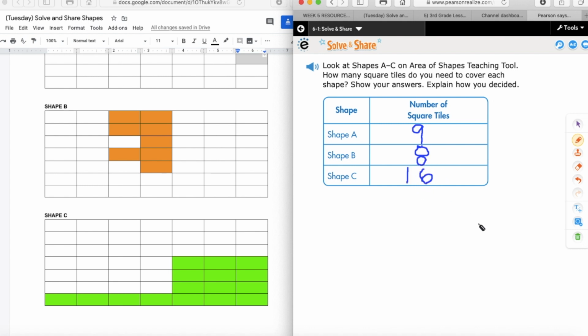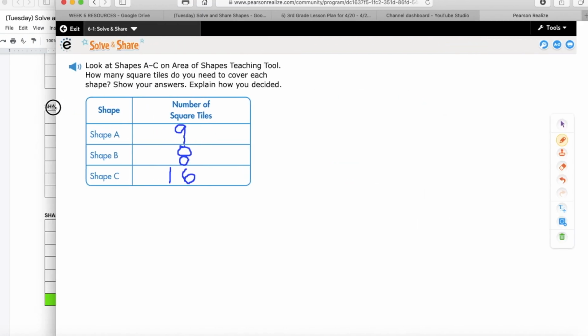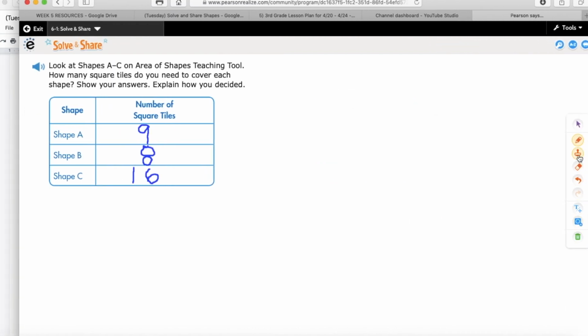And that's all you need to do for the solve and share. Then at the bottom where it says your look back, let's move this over. Your look back says, can you be sure you have the accurate answer if there are no gaps in between the tiles you use? Explain.